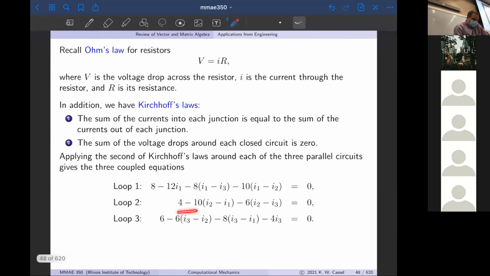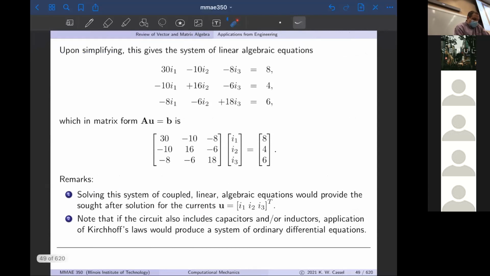Same thing for the second loop. I have this equation. I combine all the I1 stuff, all the I2 stuff, and then all the I3 stuff, and I get this, -10 I1 plus 16 I2 minus 6 I3 is equal to 4. Same thing for the third equation, I get this. So I have 3 equations for 3 unknowns, I1, I2, I3, the currents in each of the 3 loops.